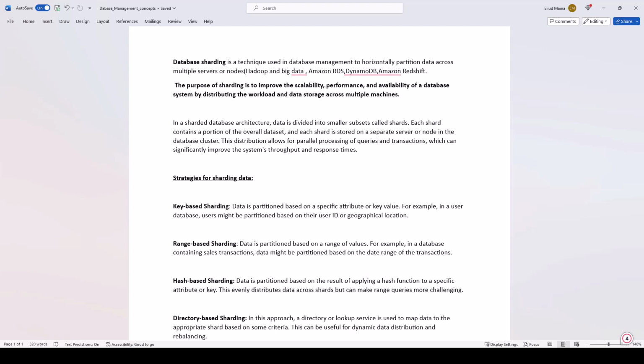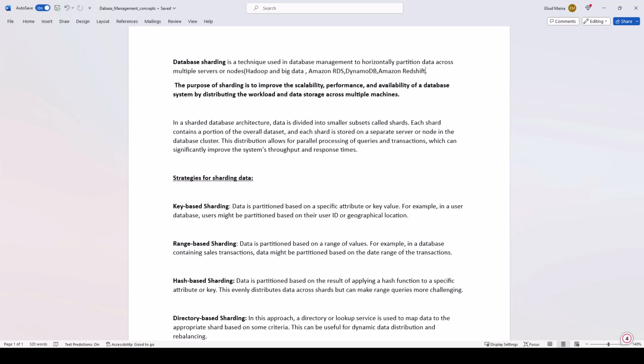So when you're using sharding in AWS, it's essential to consider factors like data distribution, replication, backup, monitoring, and maintenance to ensure the scalability, performance, and availability of your database system. Those are some of the Amazon services that we can use for sharding, especially SQL databases and NoSQL databases.